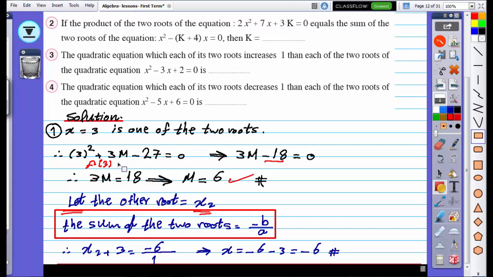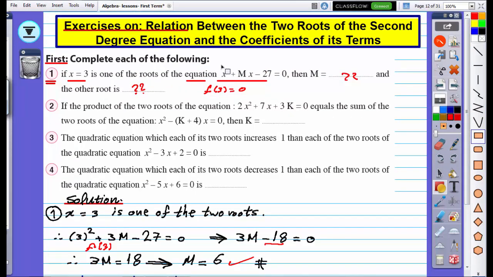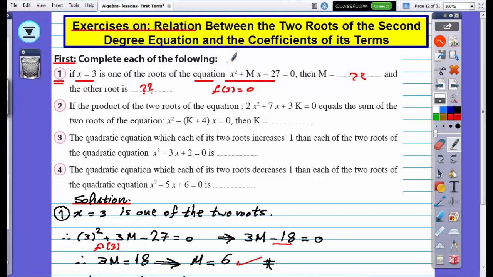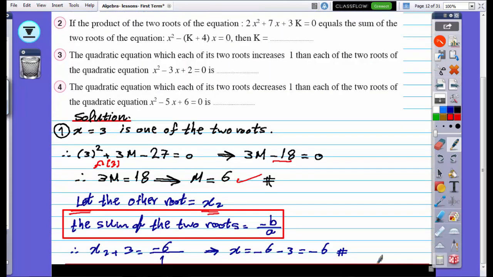B here is the coefficient of x in the original equation. The coefficient of x squared is a, and we have a equals 1 and b equals m, the coefficient of x. We calculated it already, it equals 6. And also we have c equals negative 27, the absolute term. So we say x2 plus 3 equals negative b over a, negative 6 over 1. It means x2 equals negative 9.